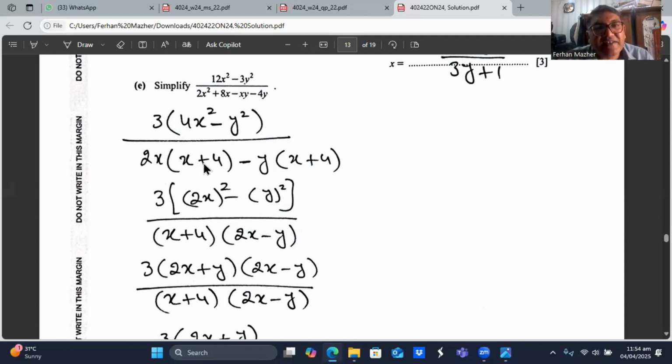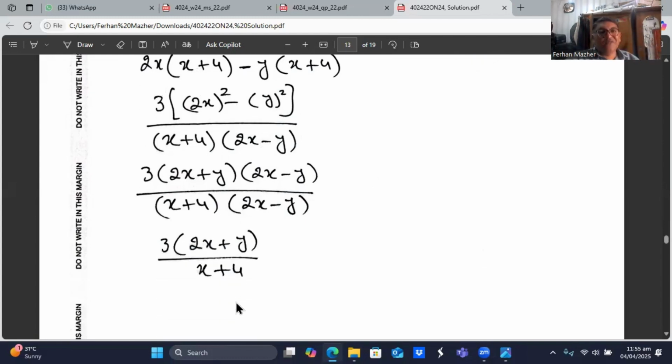Downstairs here, I can take this x plus 4 bracket common, and in the other bracket, I will have 2x minus y. So now this 2x minus y and 2x minus y will be cancelled with each other, and you will have 3 bracket 2x plus y bracket close divided by x plus 4.